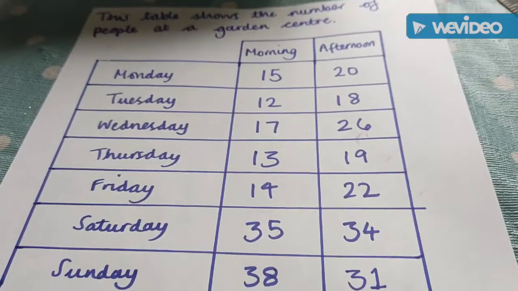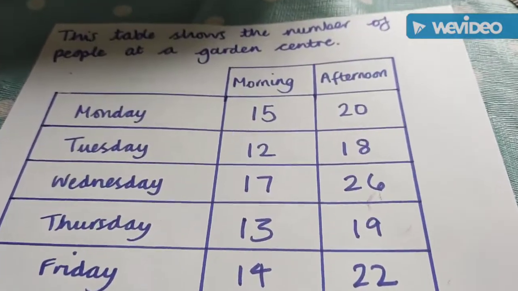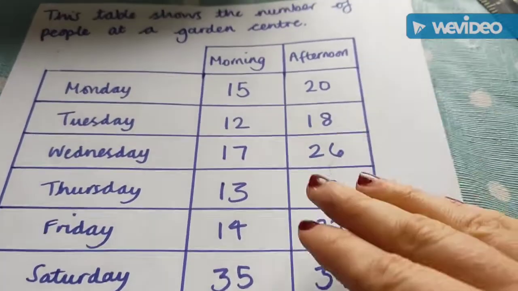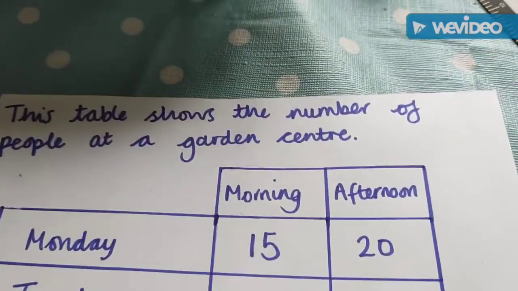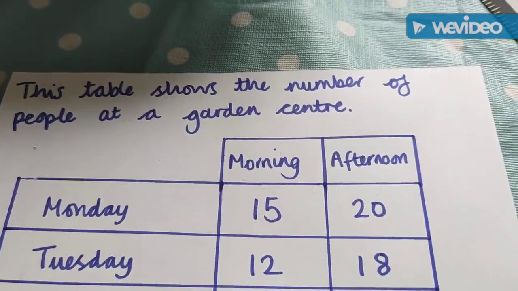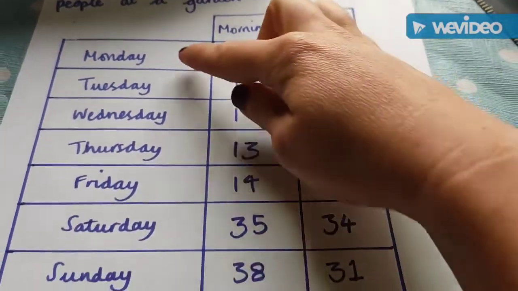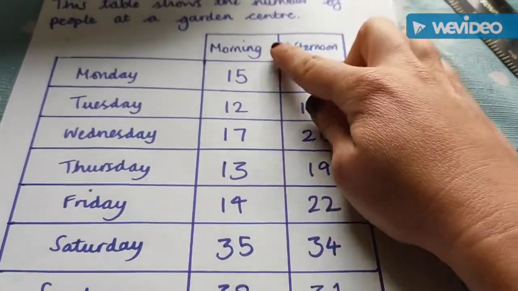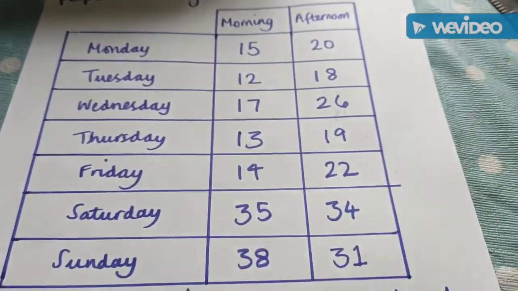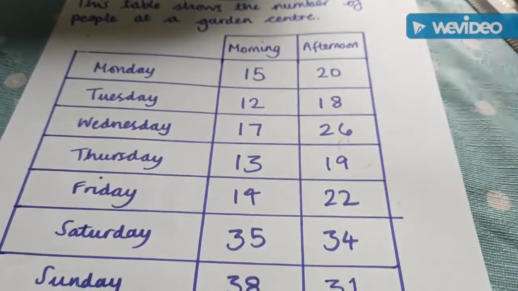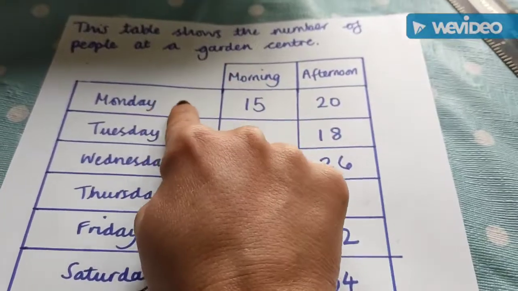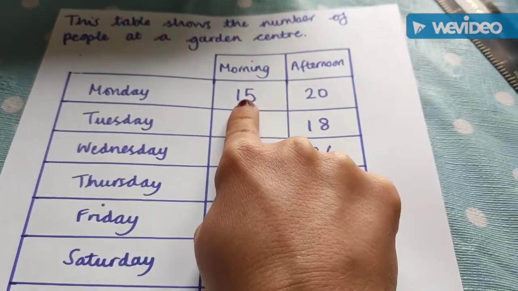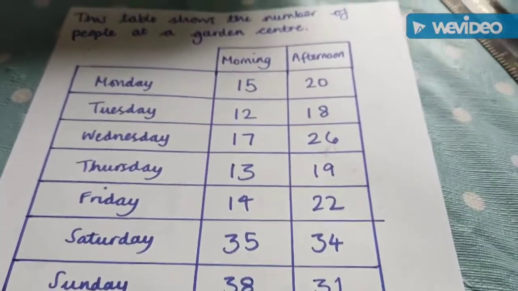So now we're going to have a look at another table. And first of all, let's just work out what this table is showing us. So it tells us at the top here. This table shows the number of people at a garden centre, and we can see the days of the week down here, and then morning and afternoon, and the numbers then are the number of people going to the garden centre. So if I wanted to see how many people were at the garden centre on Monday morning, I can see that would be 15 people at the garden centre.